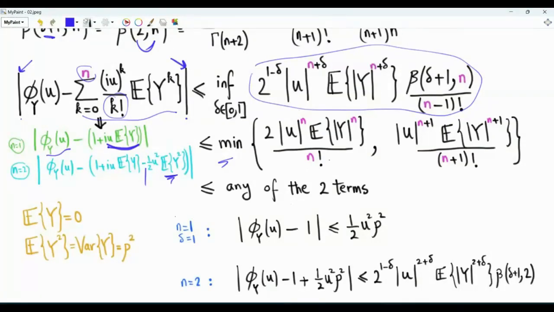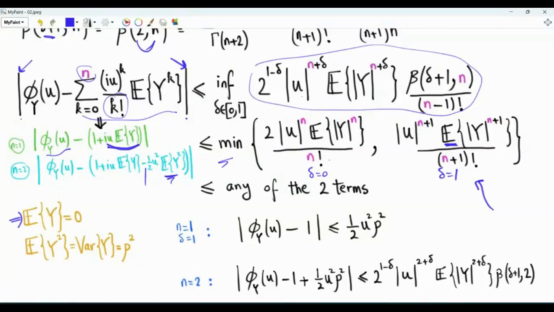Now the upper bound, if we choose n equal to 1 and delta equal to 1. Okay, so this is the term corresponding to delta equals 0 and this is delta equals 1. So we'll use this one here. If we put n equals 1, this will be u squared. And then we have the expectation of y squared. And since y is 0 mean, then the second moment is the variance. So this will be rho squared. And then we divide by the factorial of 2, which is 2. So the upper bound will be 1/2 u squared rho squared.